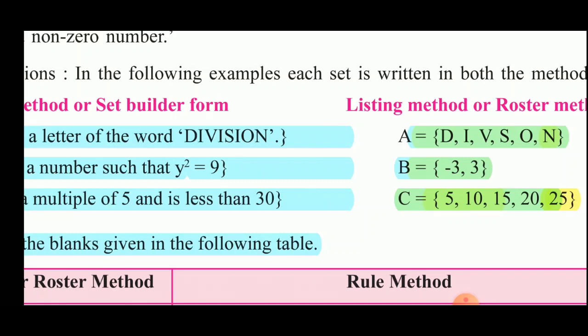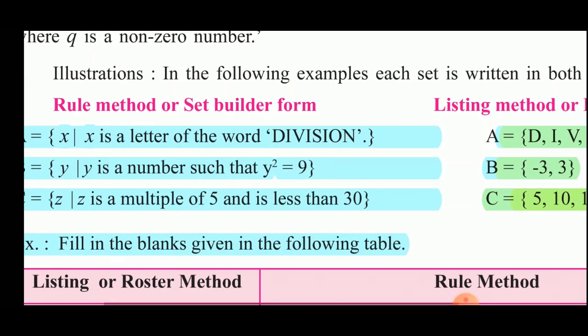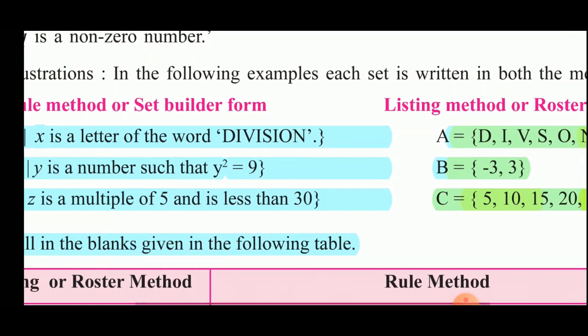Then B is the set of all Y such that Y is a number such that Y square is equal to 9. Now we know that this is the set builder form of the given set B. So the same set B in the listing method, how will we write it down? B consists of 2 elements, -3 and 3, because -3 square is also 9 and 3 square is also 9.